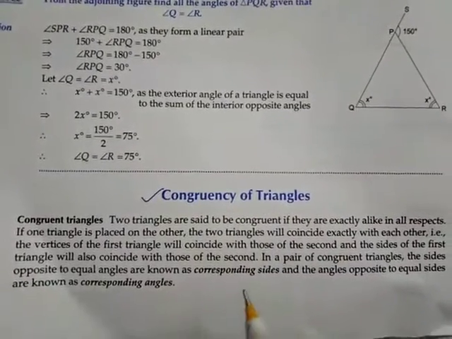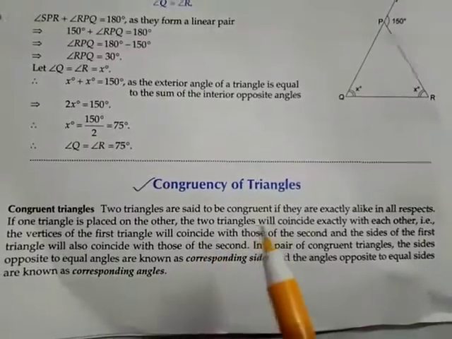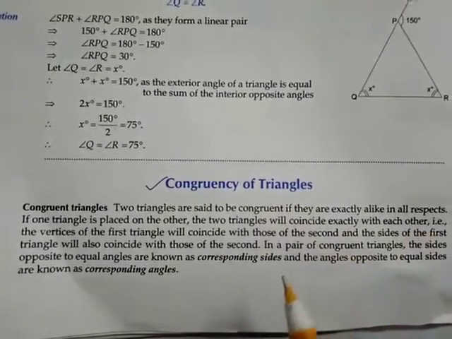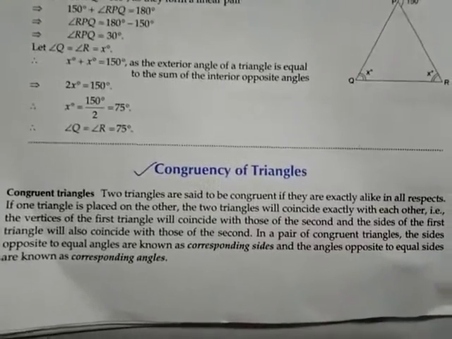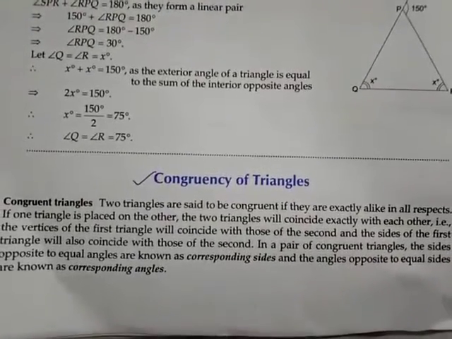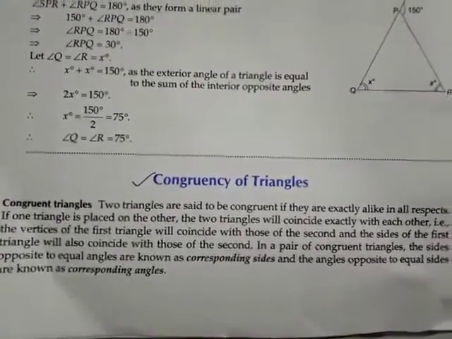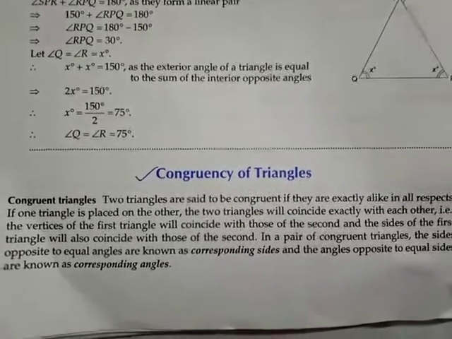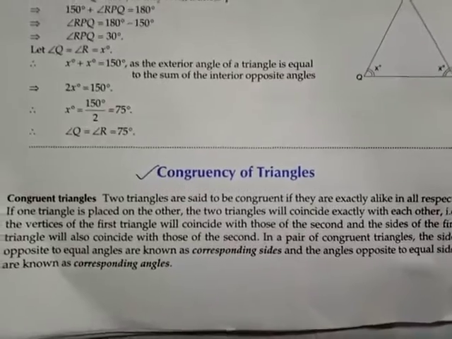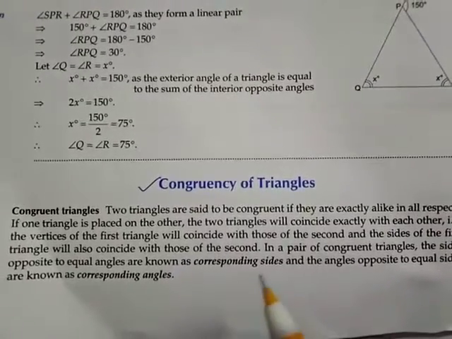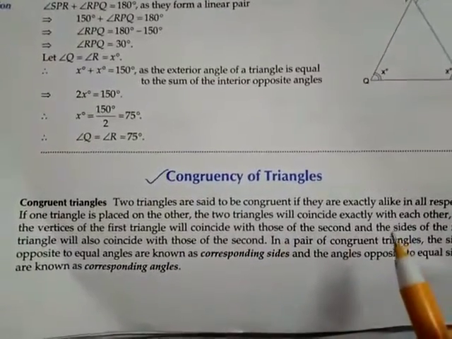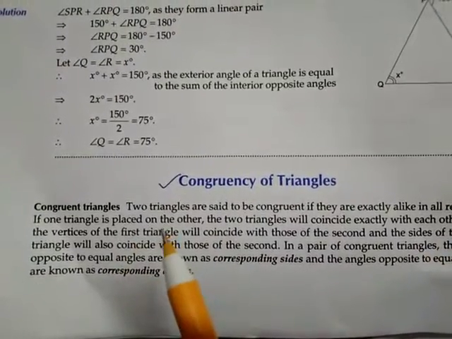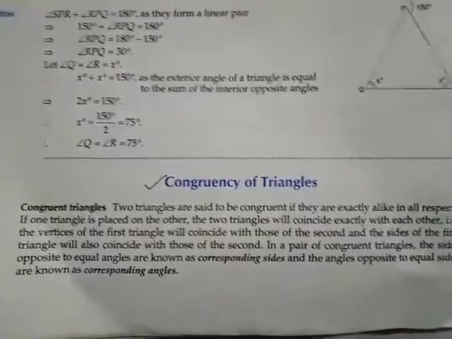Next we see congruency of triangles. What is a congruent triangle? Two triangles are said to be congruent if they are exactly alike in all respects. When can we call two triangles congruent? When they are exactly the same, like twins. Twins are exactly the same, okay? Similarly, congruent triangles are exactly the same in all respects. If one triangle is placed on the other, and their angles, sides, everything is the same, then we say both triangles are congruent to each other. Clear, student? This was the definition.